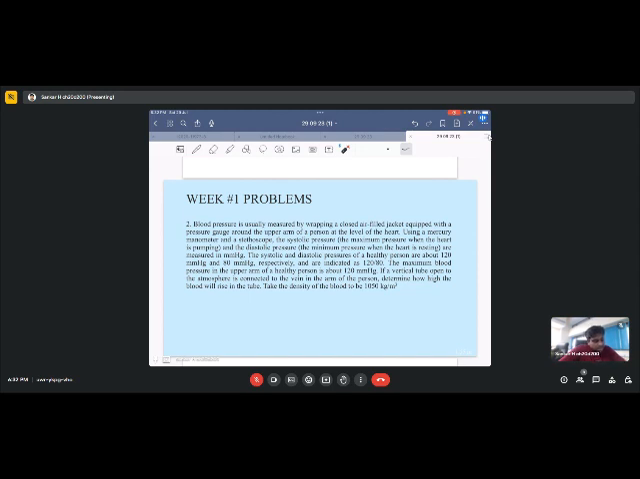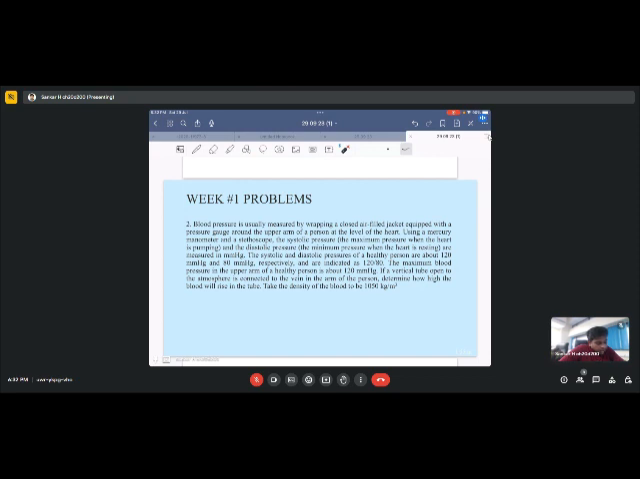Let's move on to the next question, where it's given that blood pressure is usually measured by wrapping a closed air-filled jacket equipped with a pressure gauge around the upper arm of a person at the level of the heart. Using a mercury manometer and a stethoscope, the systolic pressure, which is the maximum pressure when the heart is pumping, and the diastolic pressure, the minimum pressure when the heart is resting, are measured in millimeters of mercury. The systolic and diastolic pressures of a healthy person are about 120 and 80, respectively, and are indicated as 120 by 80.